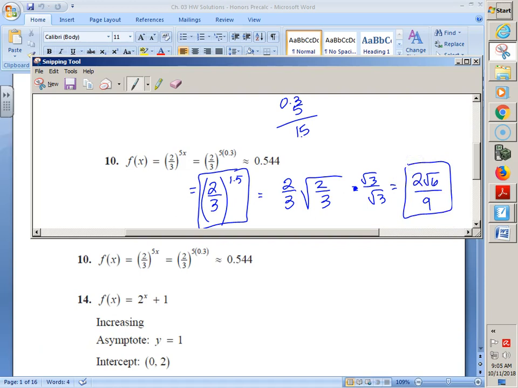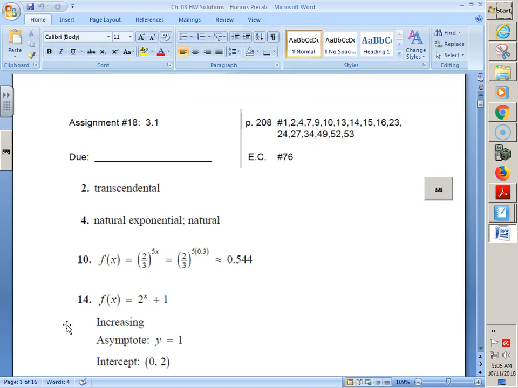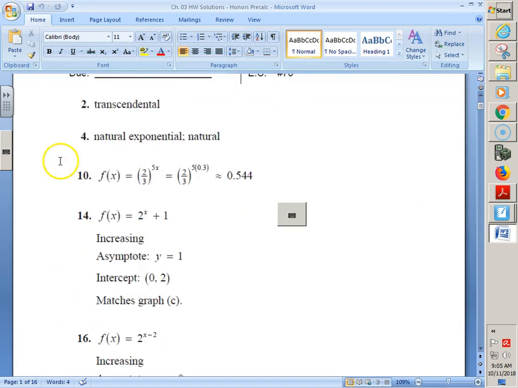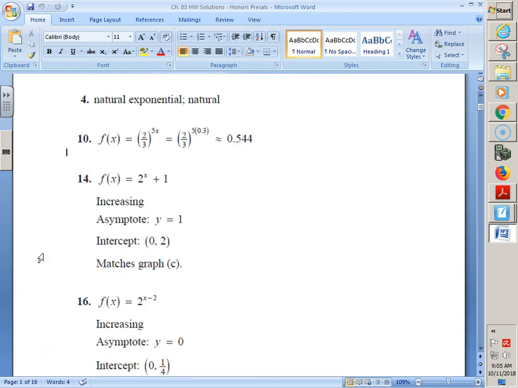So we could possibly do some work, especially since it ends up being a 1.5, which is a square root. We could have actually written it a little bit differently, but for the purposes of homework, they just meant, can you plug it in your calculator and work with that caret button? That's it. You already got transcendental, natural, exponential function with the natural number e.